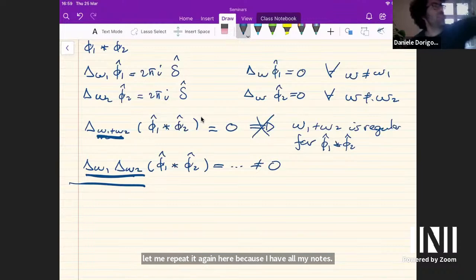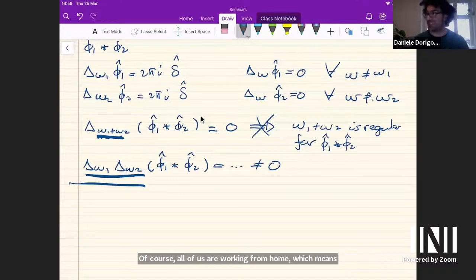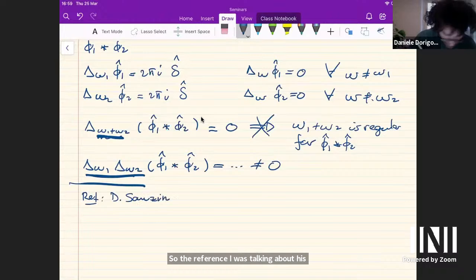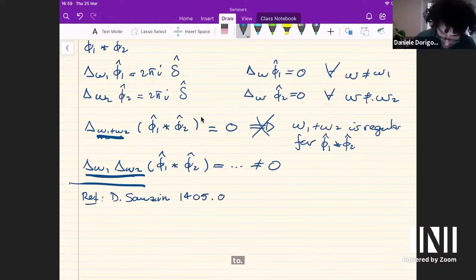Of course, all of us are working from home, which means that we are slowly expanding our domain over the whole table. And I'm not going to show you the table because it's a mess, but I found what I wanted. So the reference I was talking about is David Sauzin, 1405.0356.